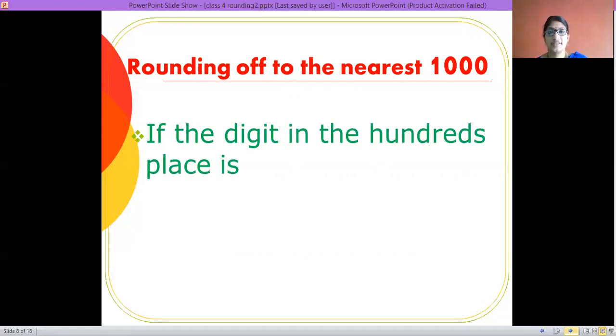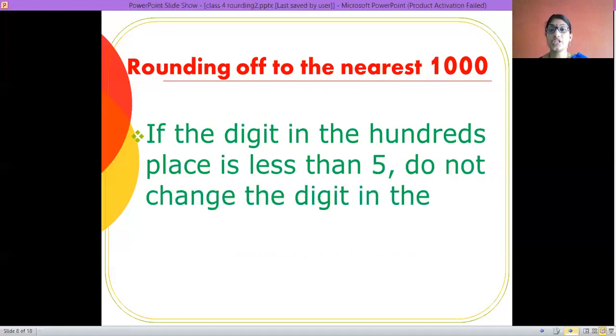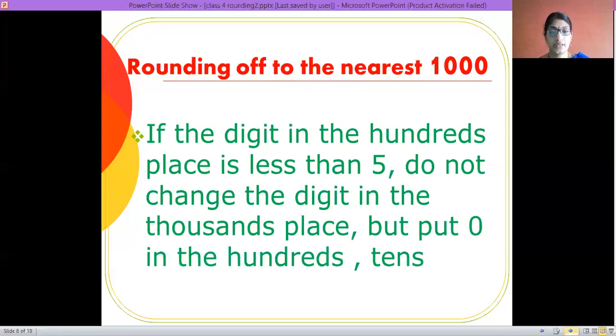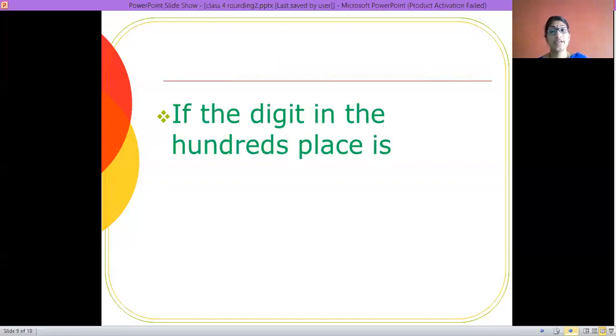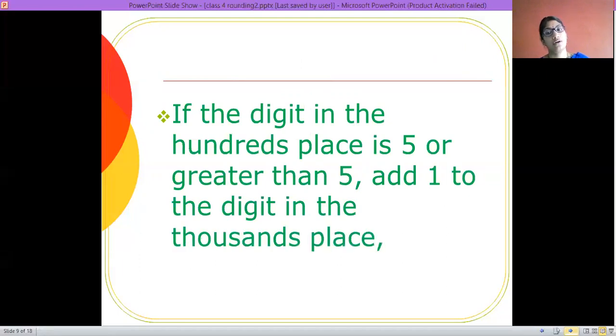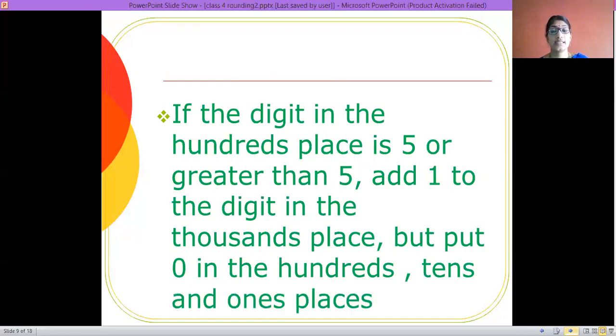If the digit in the hundreds place is less than 5, do not change the digit in the thousands place, but put 0 in the hundreds, tens and ones places. If the digit in the hundreds place is 5 or greater than 5, add 1 to the digit in the thousands place, but put 0 in the hundreds, tens and ones places.